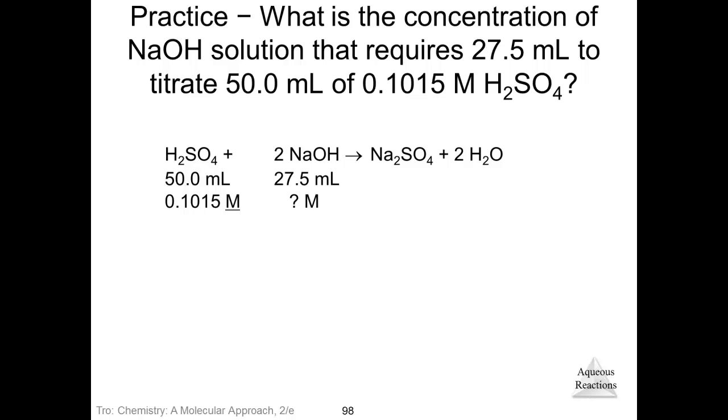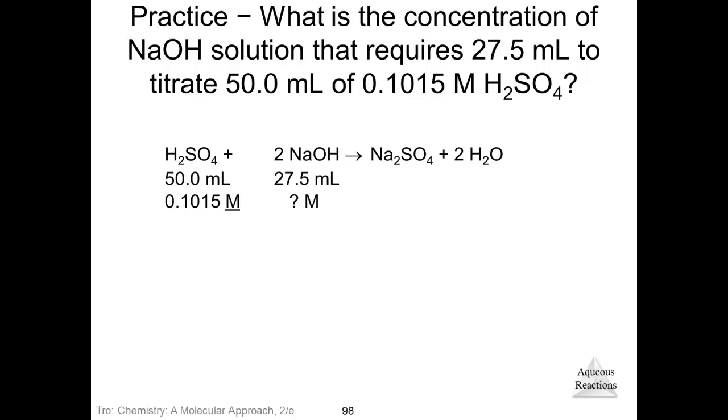One last practice problem. I'll talk a little bit about the quiz, and hopefully this will catch everybody up. So now we're asked, what's the concentration of sodium hydroxide solution that requires 27.5 milliliters to titrate a 50 milliliter sample of 0.1015 molar sulfuric acid?